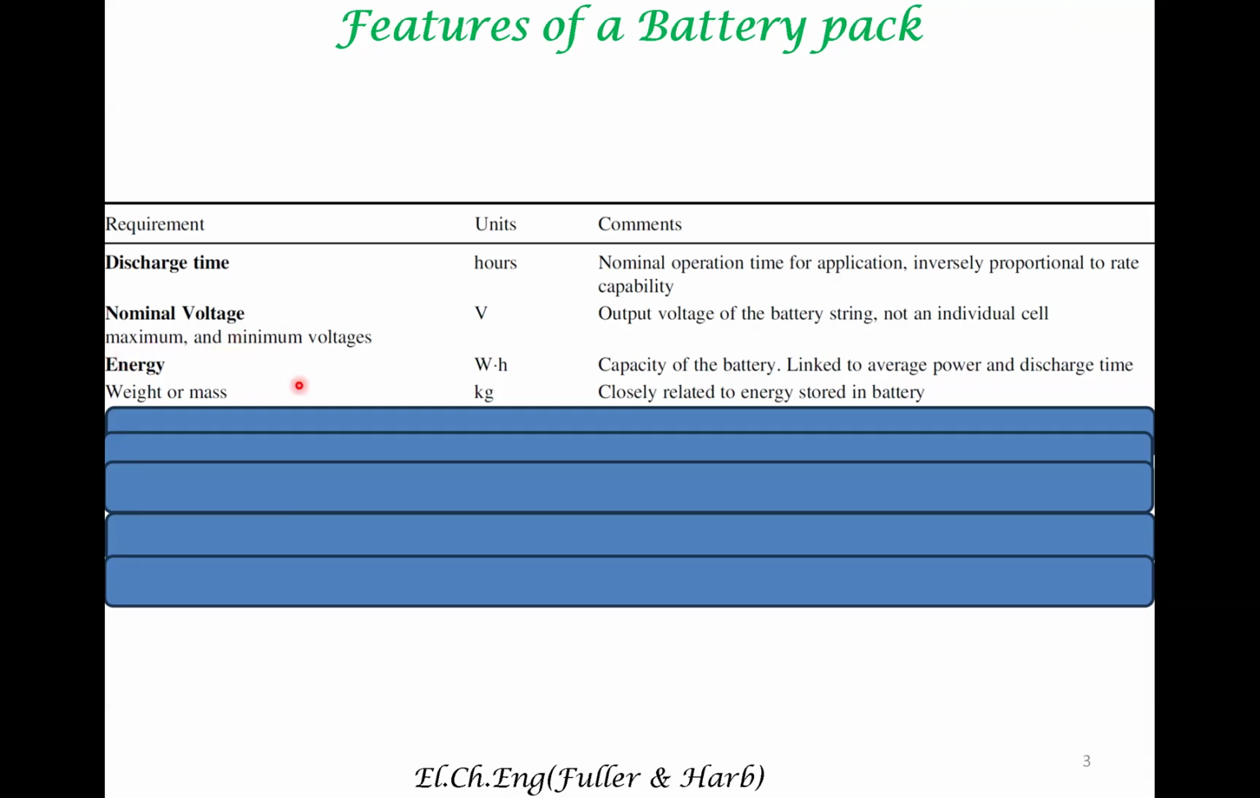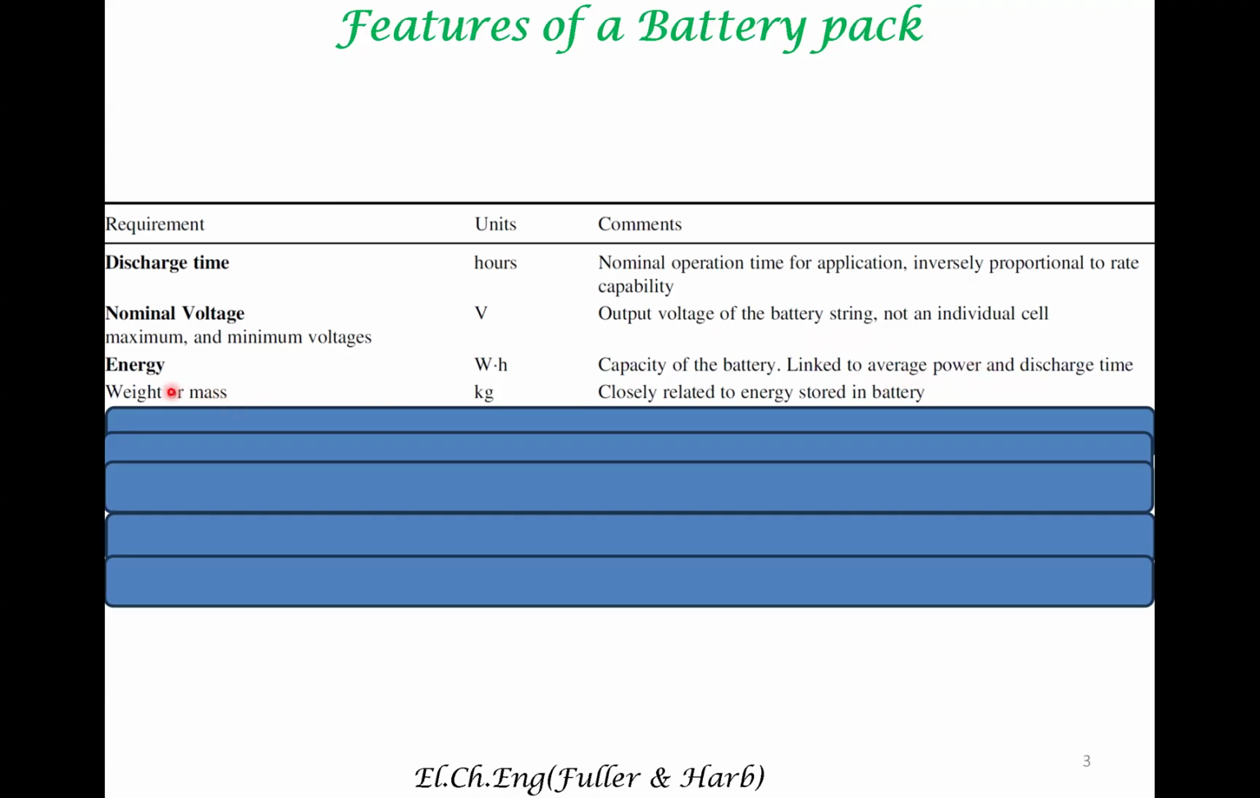Energy of a battery is specified in watt hours. So this is a very important feature. This refers to the capacity of the battery. This is also correlated to the average power and how quickly you discharge a battery.